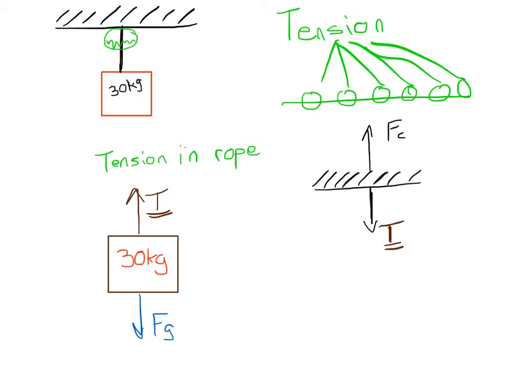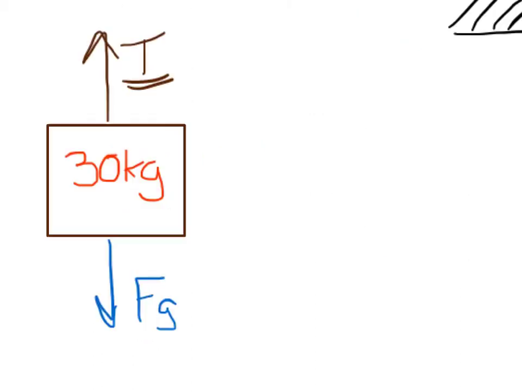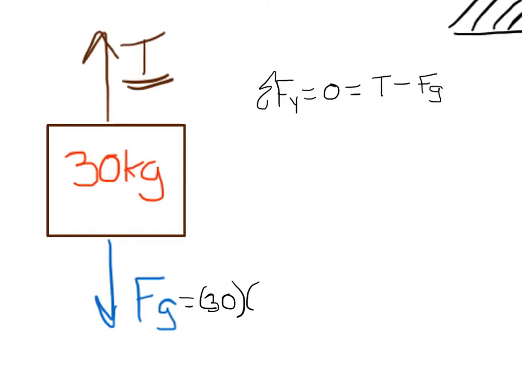So if we start looking at the first one, because it's not moving, the net force in the y direction is going to equal 0. That means, because it's not moving, that the tension minus the force of gravity, because force of gravity is pointing down, has to equal 0. And the force of gravity is just 30 times 9.81, which gives us 294.3 newtons. That's our force of gravity.